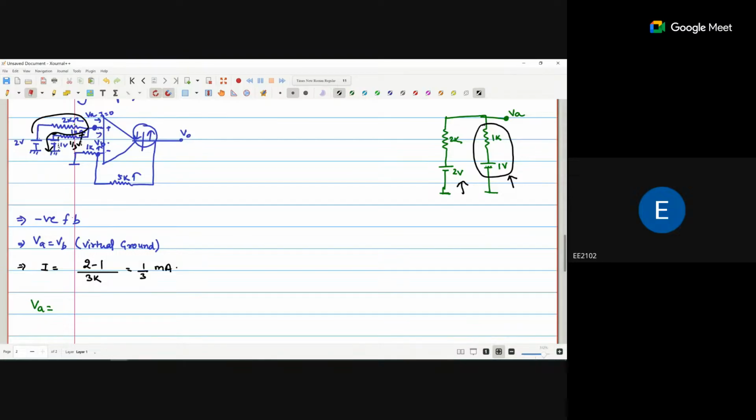So first of all, we calculate the current. Okay, what is the current value? 1 by 3 milliampere. We already calculated that it is 1 by 3 milliamp. So the value of current I is 1 by 3 milliamp. So this is the positive, this is the negative. The voltage drop across this one is 2 by 3 volts. And the voltage drop, this is the positive, this is the negative. The voltage drop across this one is 1/3 volt.